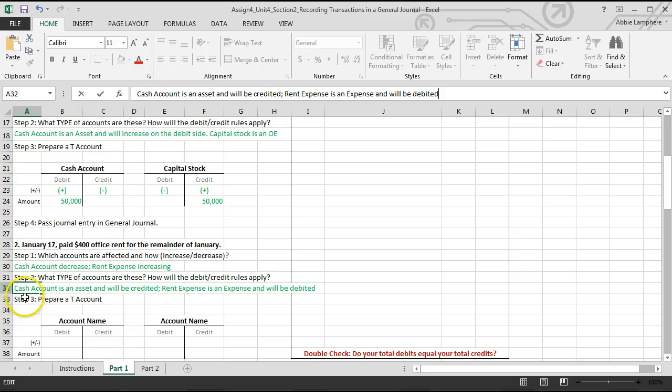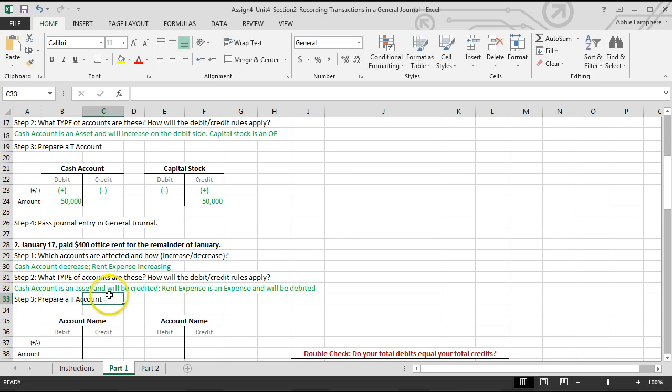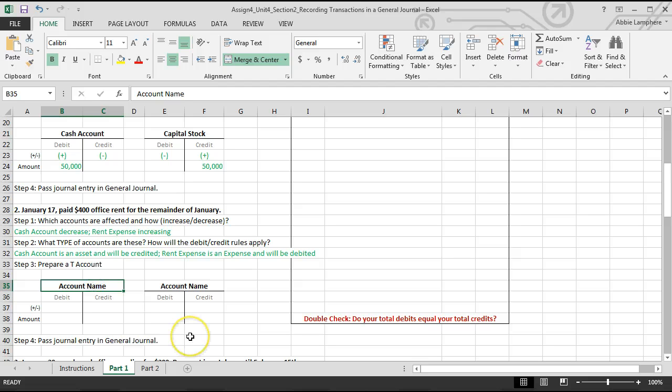Okay, so cash account is an asset, will be credited. We're decreasing the amount of cash we have and putting it towards rent expense. So that account's being debited. Let's prepare those T accounts.